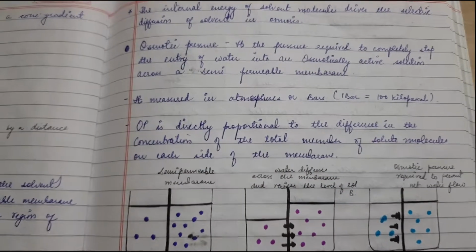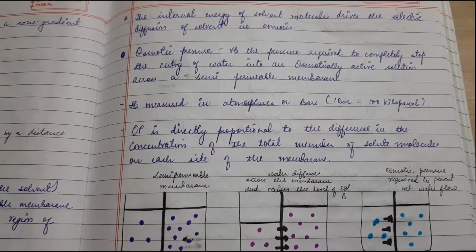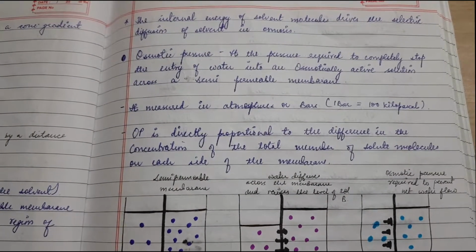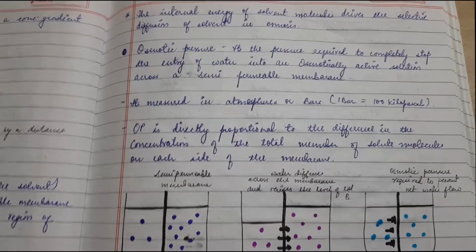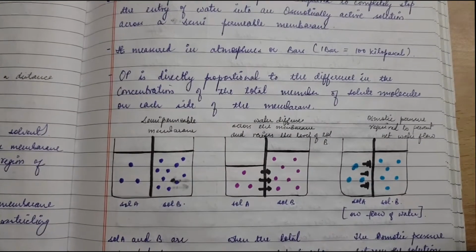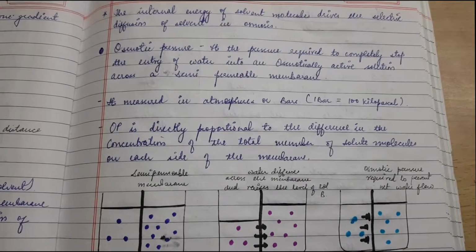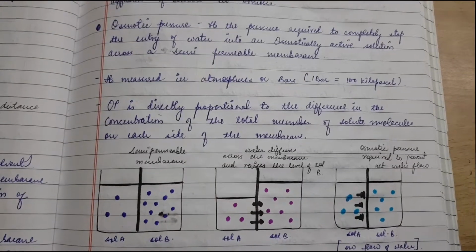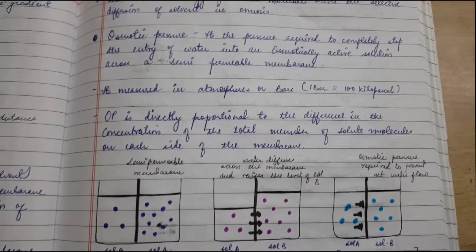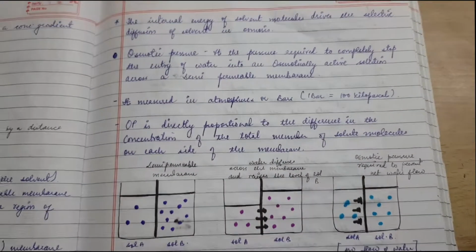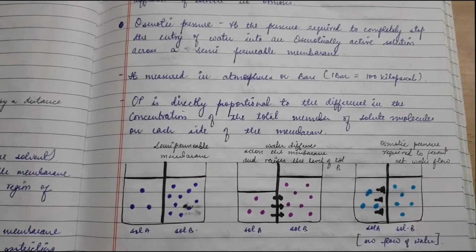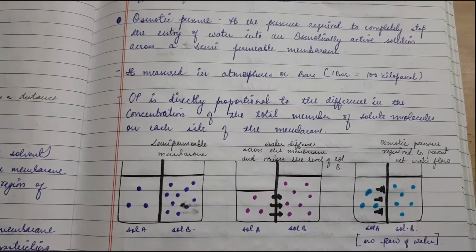What is osmotic pressure? It is the pressure which is required to completely stop the entry of water into an osmotically active solution across a semi-permeable membrane. Now here we can see the example. It is measured in terms of atmospheres or bars. 1 bar is equal to 100 kilopascals. This is just for your information purpose. You need to know, because anything can come in an exam, so better leave nothing. Read everything and memorize it.